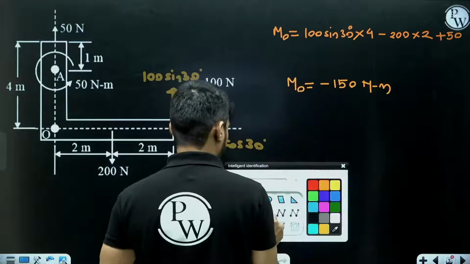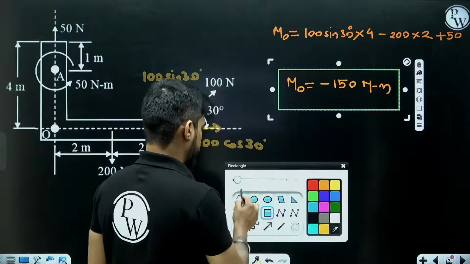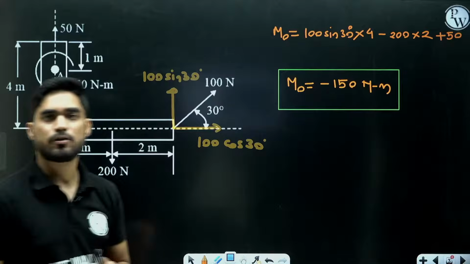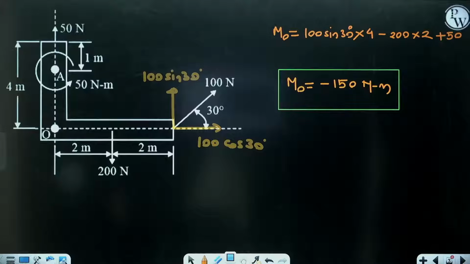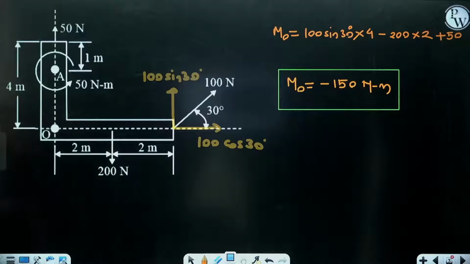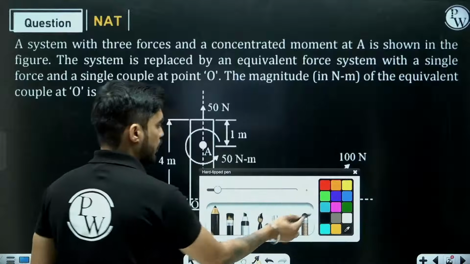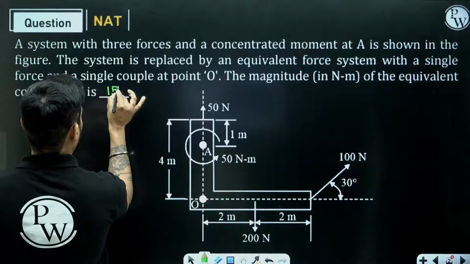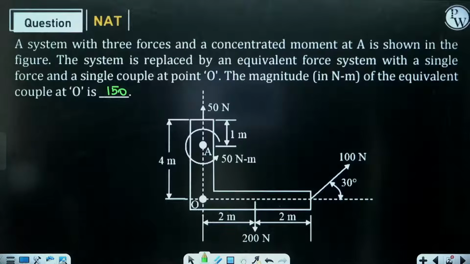Negative sign means the moment will be clockwise. We have considered anti-clockwise moment to be positive and we are getting minus 150, means it is clockwise, right? But they are asking us only the magnitude of the moment, so it will be 150. So this is the answer. Very good, very good. Chalo.